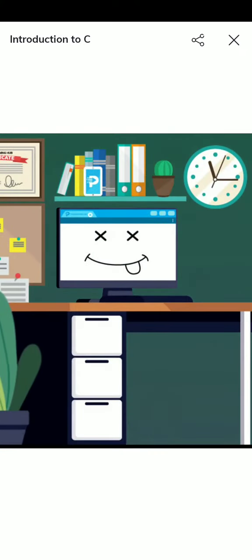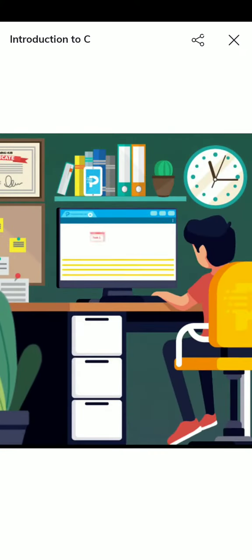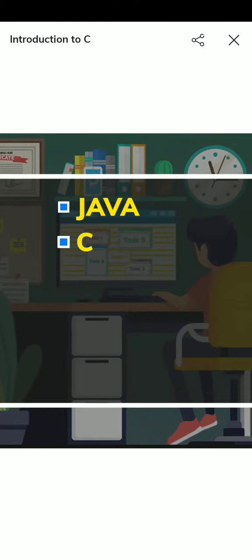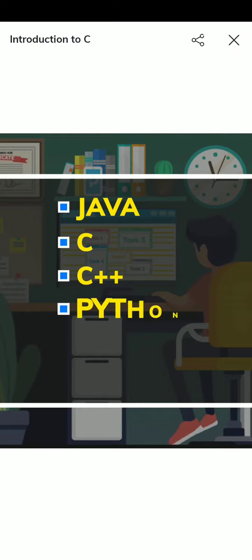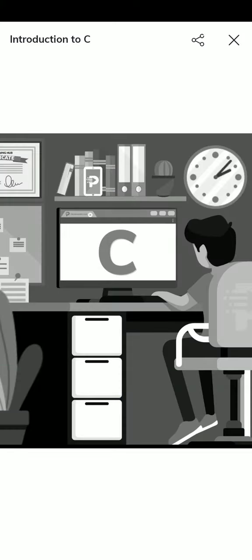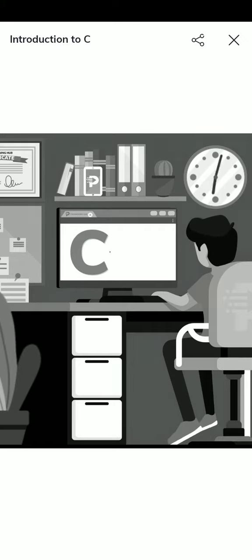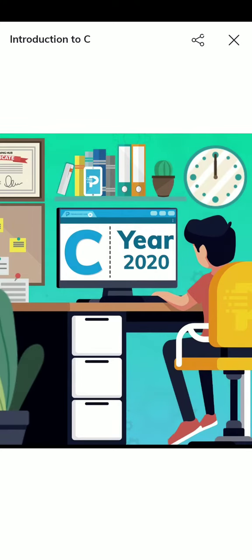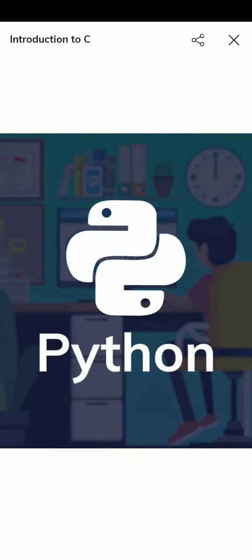You know what? A computer is a dumb machine. It needs to be instructed on how to perform a particular task, and we use a programming language such as Java, C, C++, Python, and many more to instruct the computer. C is one of the oldest languages, which was invented in 1972. But C is still used today, even though there are newer and easy to understand languages such as Python.